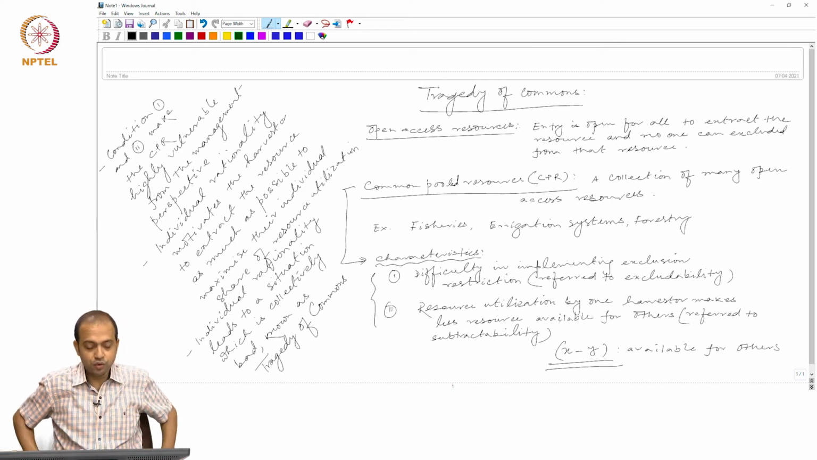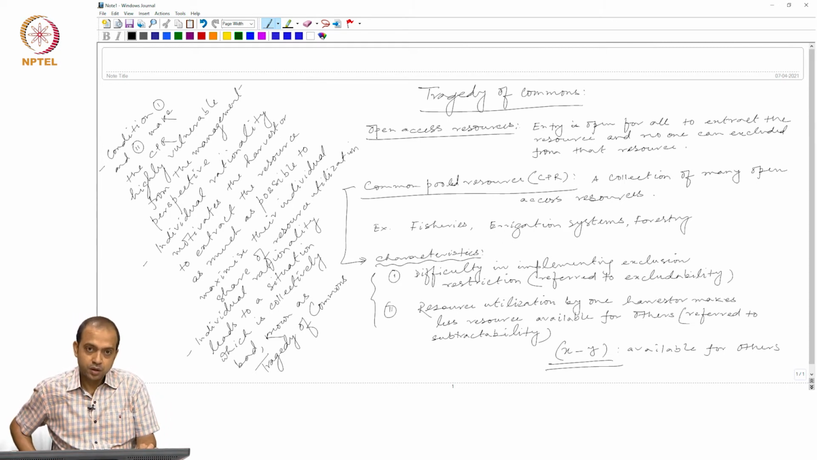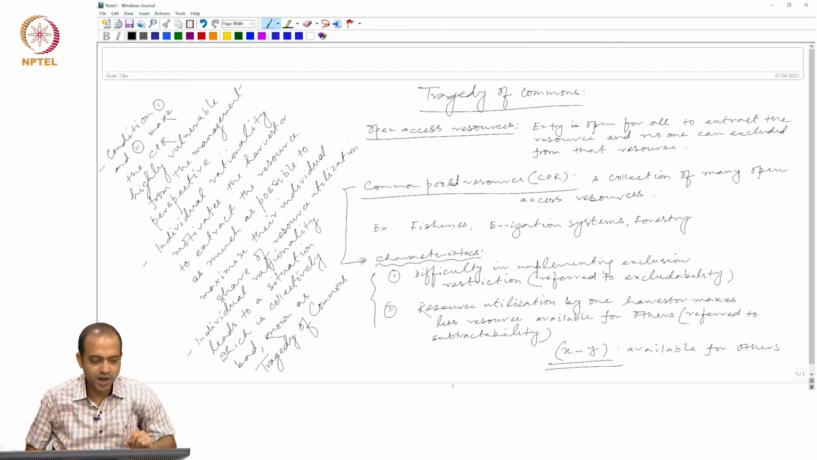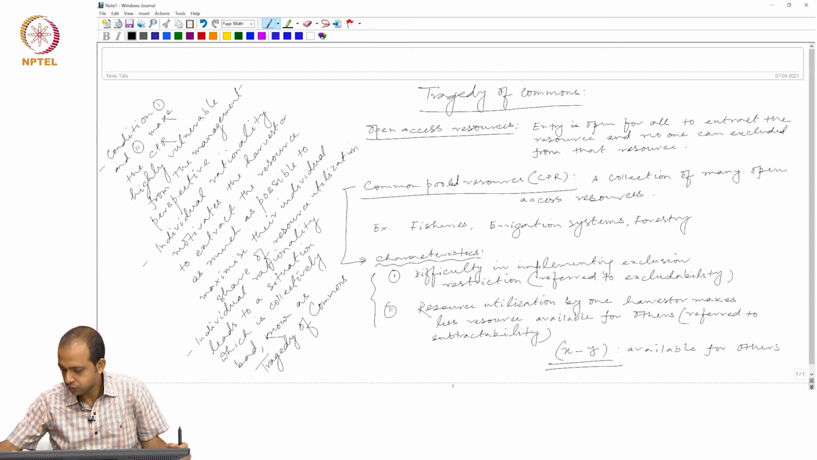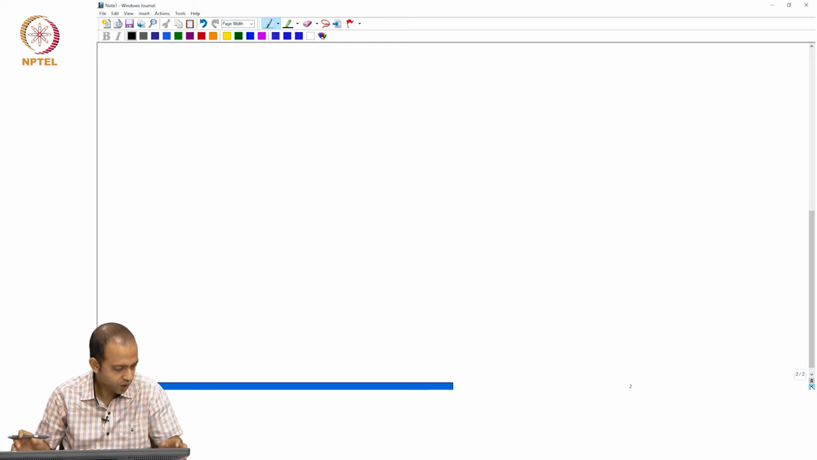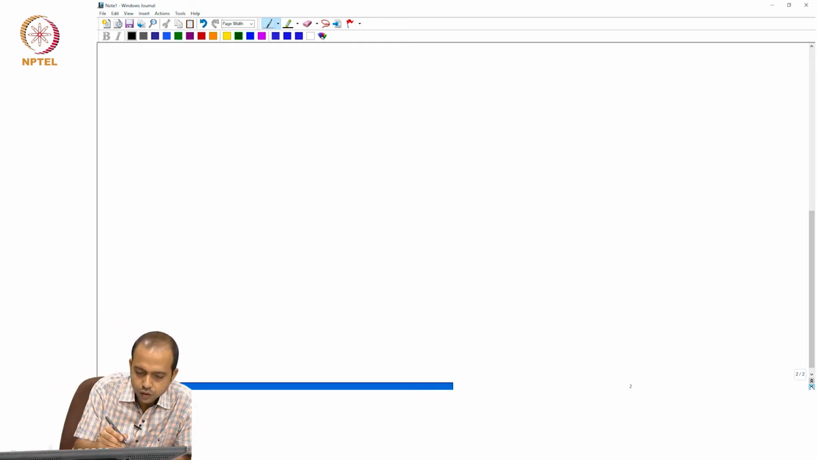So, what we will do now, we will try to have a formal proof of this tragedy of commons using a simple mathematical model. In our previous class, we understood the situation by a simple diagram. Today we will try to understand the tragedy of commons in the context of a very simple mathematical model, right. So, this is called tragedy of commons.